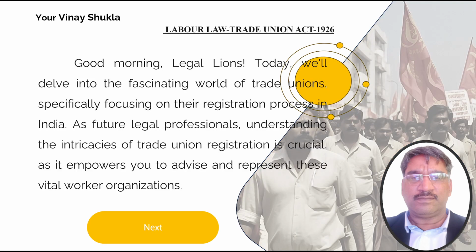Today, we'll delve into the fascinating world of trade unions, specifically focusing on their registration process in India. As future legal professionals, understanding the intricacies of trade union registration is crucial, as it empowers you to advise and represent these vital worker organizations.